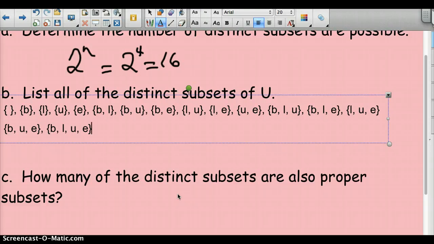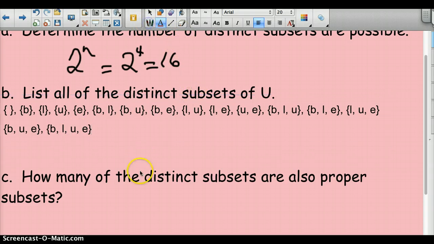And on the last question, how many of these are also proper subsets? It's all of them that aren't equal. And this one down here, the last one, is the only one that is equal. Therefore, there will be 16 minus this one, or a total of 15 of them that are also proper subsets.